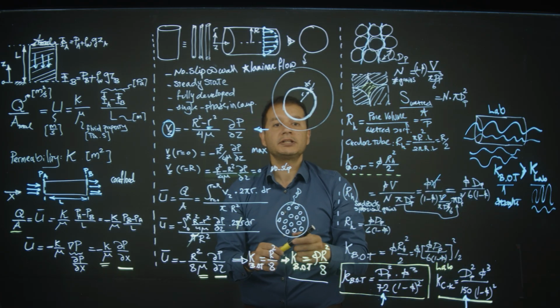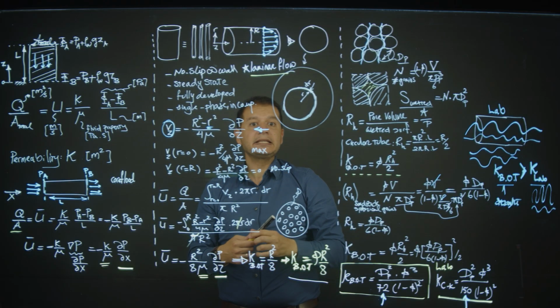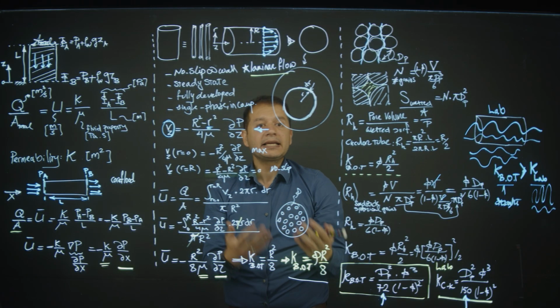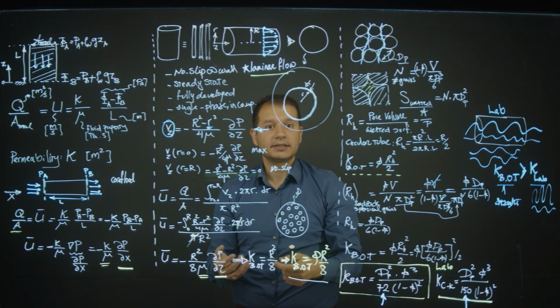Next, I'll go to study what laminar flow is, what the Reynolds number means, and how we can correct this Darcy law if we have inertial terms also present in my system.